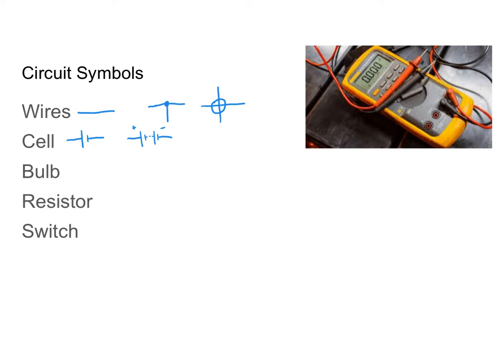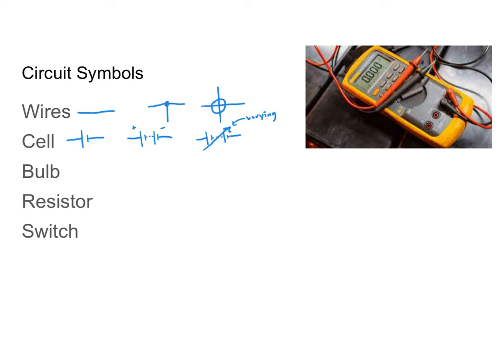Finally, we can have a variable power supply. And again, those are generally a big box with a dial that you can use to change the voltage of your source. And to represent our variable voltage supply, we're going to take the battery symbol and draw an arrow over it to represent the fact that we are varying our voltage. So that arrow in general represents a variability of some kind.